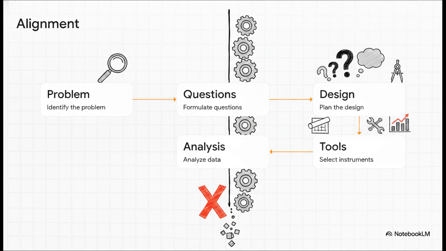So here is the bottom line. Perfect, seamless alignment is absolutely mandatory, flowing from your initial problem all the way down to your final analysis. Every single choice you make has to logically connect to the next one. If your tool doesn't match your design, or your analysis doesn't clearly answer your specific research questions, your entire methodology chapter will completely collapse when you try to defend it.